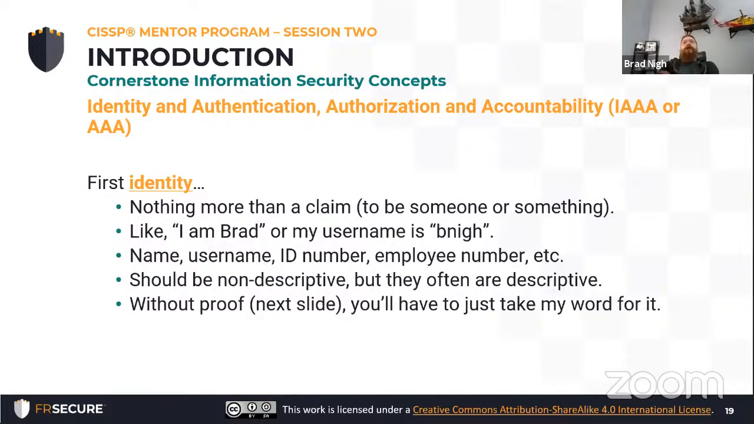Okay, so IAAA or AAA, again, foundational, you're going to need to know this, right? Identification is nothing more than a claim. Hey, here it is. I'm Brad, right? Or username is B9. It's non-descriptive, but often are. But without proof, you'll just have to take my word for it. I'm telling you, hey, I'm Brad. This is who I am. I'm declaring who I am.